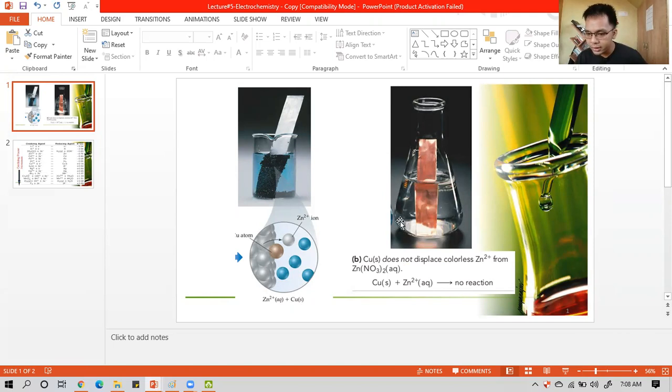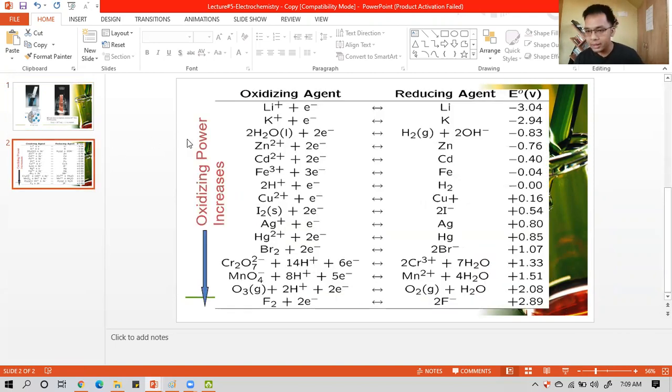And by the way, this is a copper sulfate solution. This is a zinc sulfate solution. And this one is the copper strip. And as you notice here, the zinc sulfate did not oxidize our copper. Whereas our copper sulfate did oxidize our zinc strip. So why is that? This is where our table comes in.